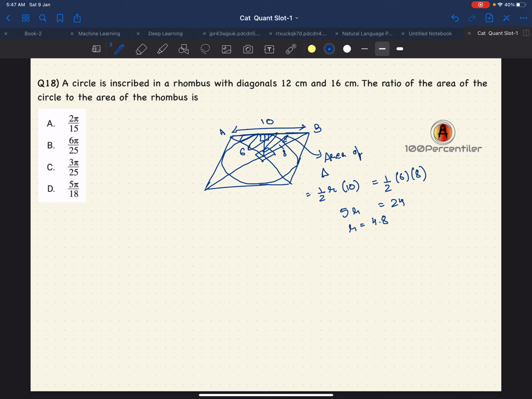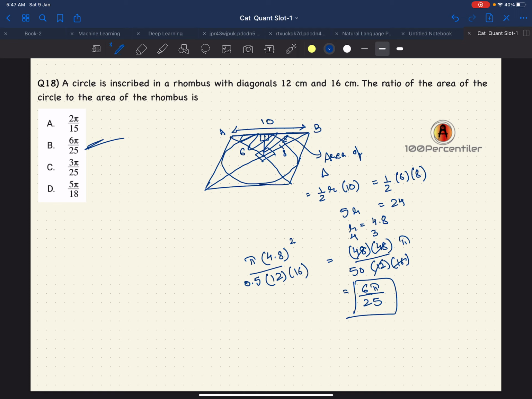Now the ratio of the area of the circle to the area of the rhombus is, area of the circle is nothing but pi r square, and area of the rhombus is 0.5 times the product of the diagonals. So let's make it 48 into 48. So this will become 50, 12, 16. This becomes 4, this becomes 3. Therefore, we have 6 pi upon 25 as the required ratio. Therefore, B is the correct answer here.